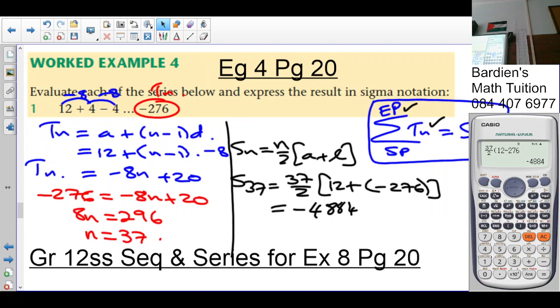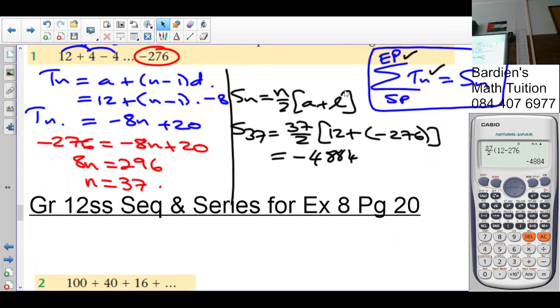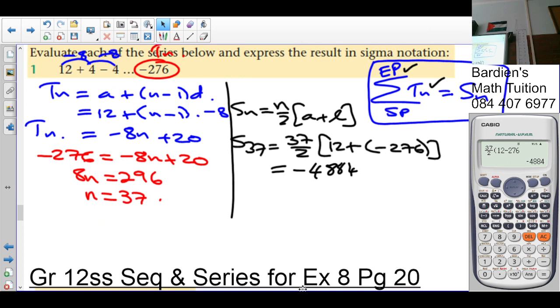Okay. So again, we are given the series. We work out our general term. We set the general term equal to the last term. With that, we will be able to determine the number of terms, which is 37. And then since they want you to evaluate the series, you must then calculate the sum of the 37 terms of the series. Okay. But have you answered the question in total? No? They ask us to write it in sigma notation as well.